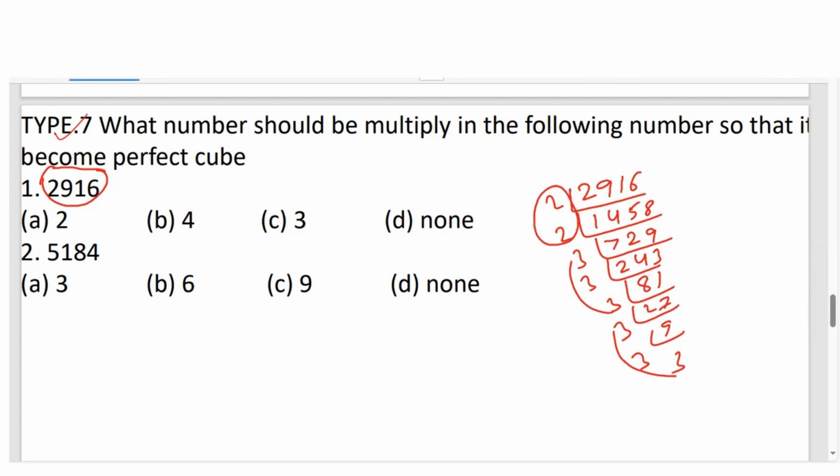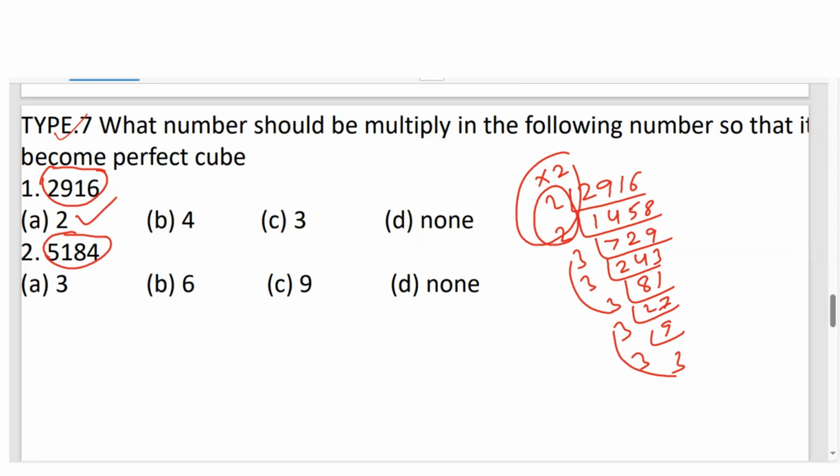For a number to be a perfect cube, we need a triplet of every factor. So 2 appears only 2 times. If we multiply one more 2, it becomes a triplet. So our right answer is 2. If we multiply 2 into this number, 2916, it will become a perfect cube. So for any question of this type, what we multiply in the number to make it perfect is found by: first make the factors of this number and then check.